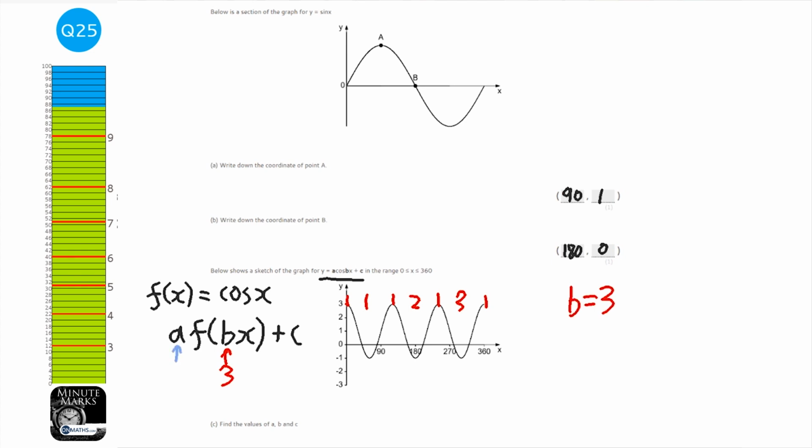Okay, the number on the outside shows us how far it's stretched in the y direction. Now, if it's a number greater than 1, it stretches it out. If it's a decimal, it compresses it in. So what's happened? Well, we'd normally expect it to be between 1 and minus 1, so it's got a range of 2 on the y-axis. Here it's between 3 and minus 1, so it's doubled its height, so therefore a is going to be 2.